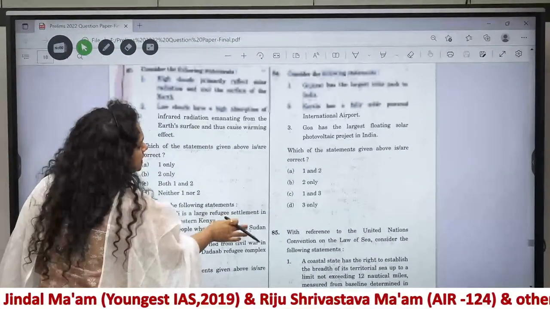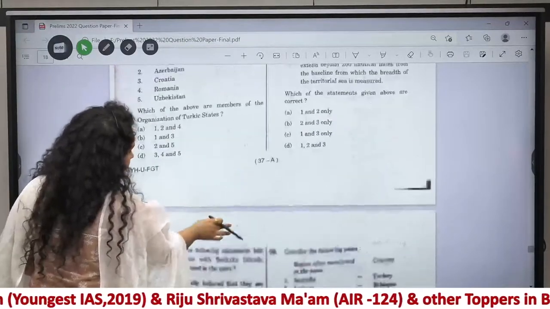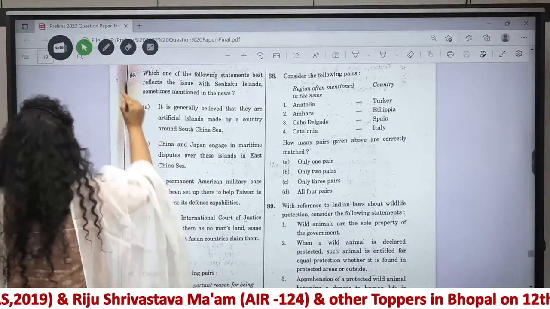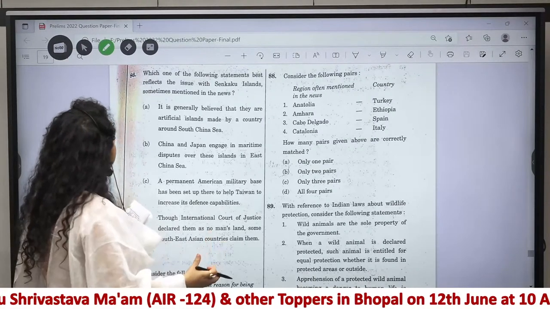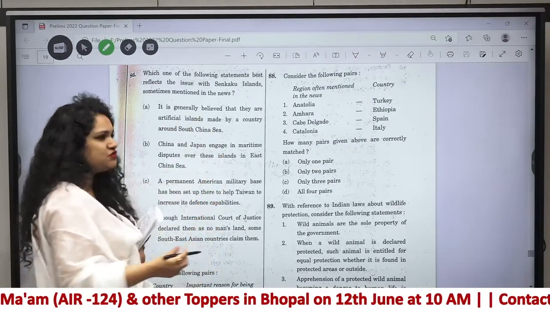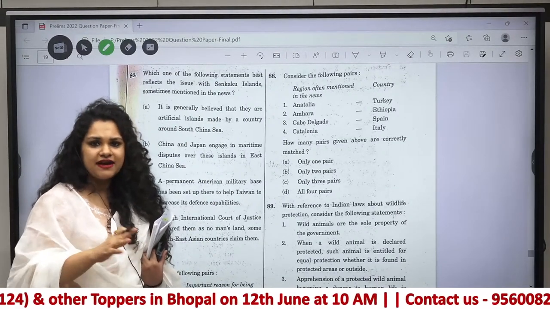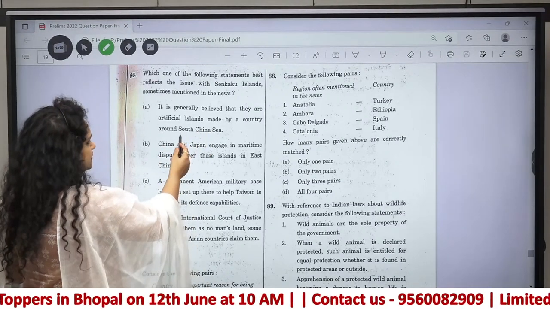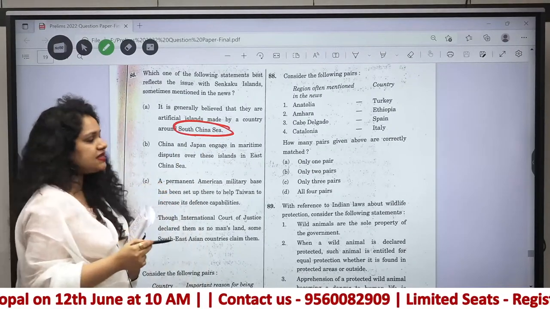This one is quite an old and simple question. Which one of the following statements best reflects the issue with Senkaku Islands? Sometimes mentioned in the news. So we know that in the East China Sea we have China and Japan fighting over Senkaku Islands, right? So it is generally believed that they are artificial islands made by the country around South China Sea, no, it's East China Sea, right?